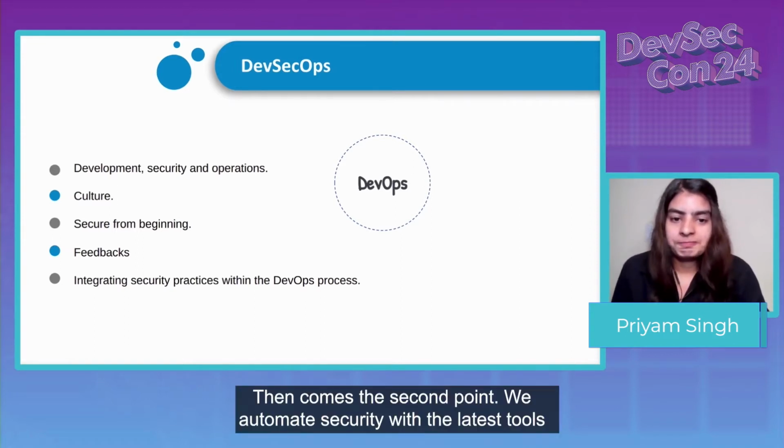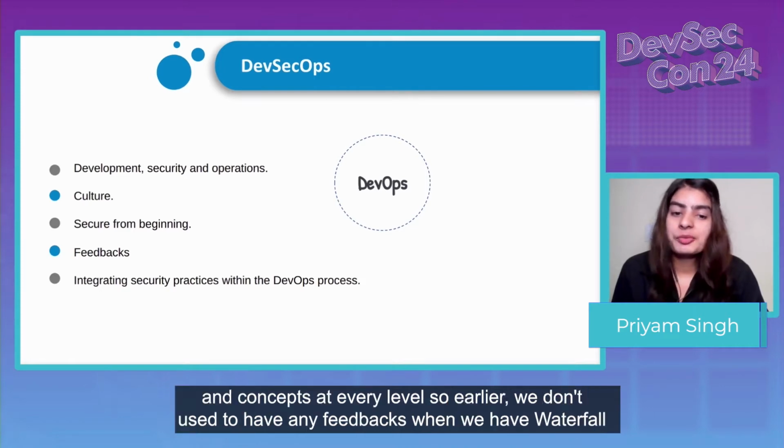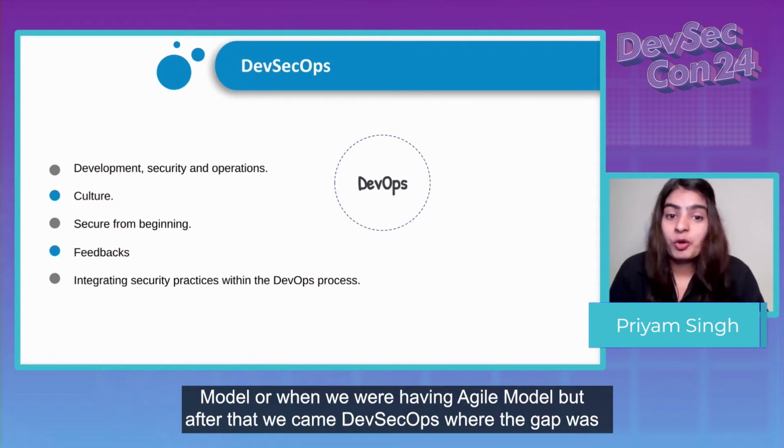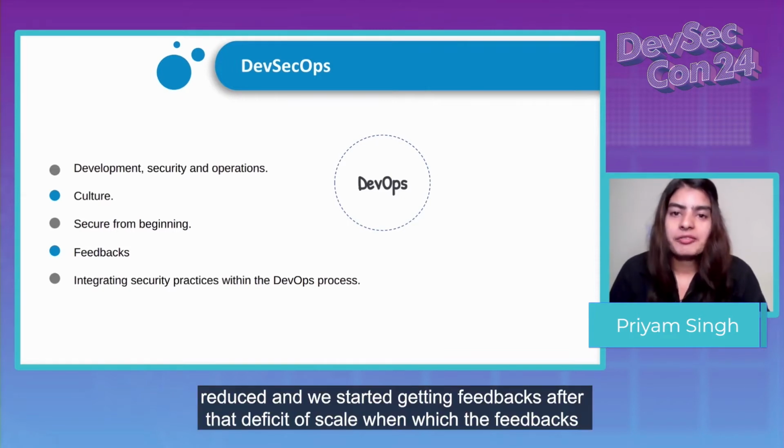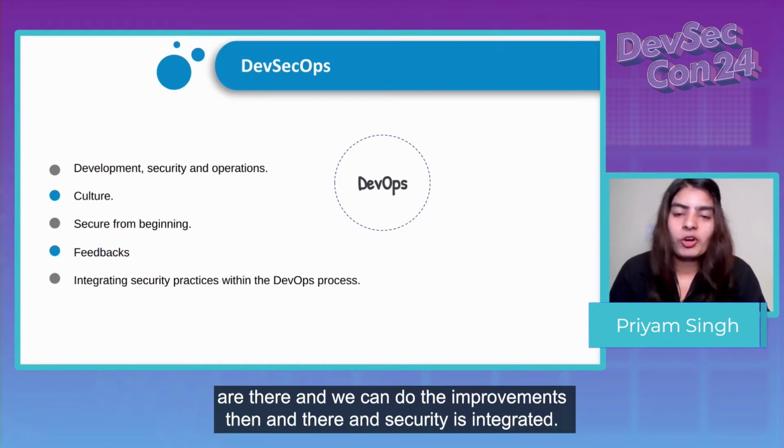Then comes the second point. We automate security with the latest tools and concepts at every level. Earlier, we didn't have any feedback with the waterfall model or the agile model. After that came DevOps, where the gap was reduced and we started getting feedback. After that, DevSecOps came, where the feedback is there, we can make improvements then and there, and security is integrated.